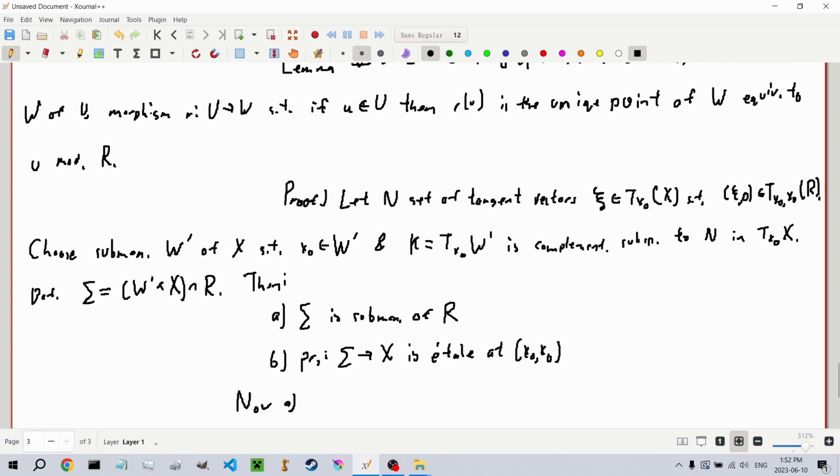Now A follows since sigma is the inverse image under a map C, which we're going to define, of W, where C denotes the first projection from R onto X. And we use for this our previous result with the hypothesis that our second projection is a submersion, and R, of course, is an equivalence relation.